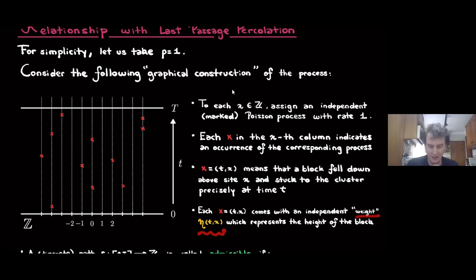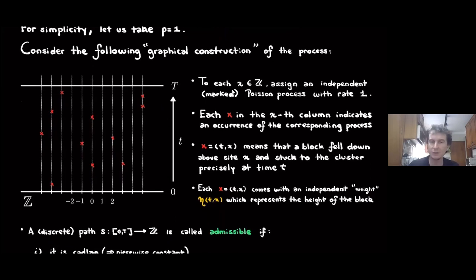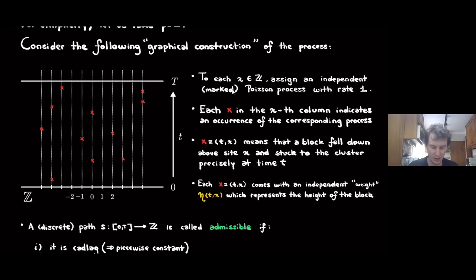Eta of tx, where tx is just the position of the red cross, which represents the height of the corresponding block, okay? And so it's pretty easy to check that with all this information, with the marked Poisson processes, I can construct my ballistic deposition model for all times.